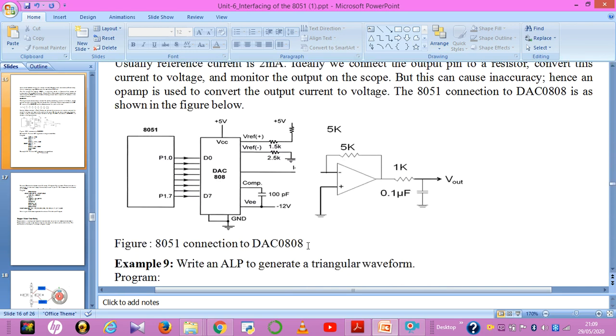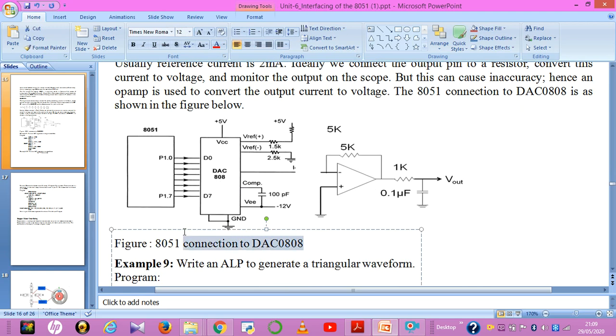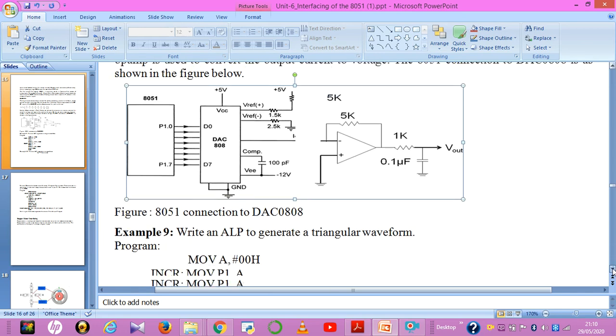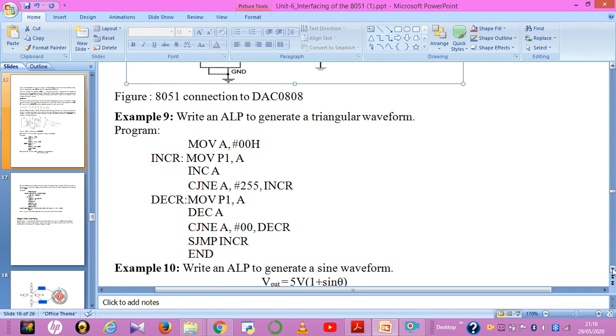Finally, it is the interfacing. This is very important from the exam point of view. You have to draw this diagram in the exam. They are going to ask, explain the interfacing of DAC 0808 with 8051, and write an ALP to generate a triangular waveform, square waveform or ramp waveform, any one. With that you have to write the diagram along with the program. Here I have given how to generate a triangular waveform. Already you have seen how the triangular waveform looks.